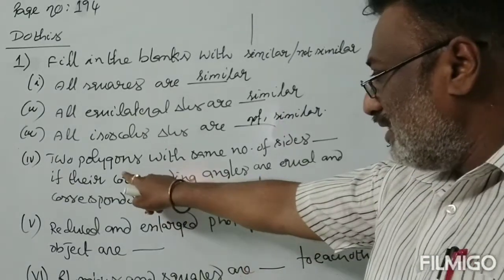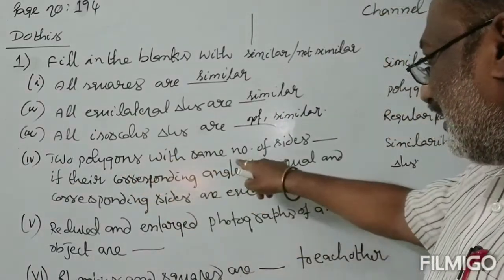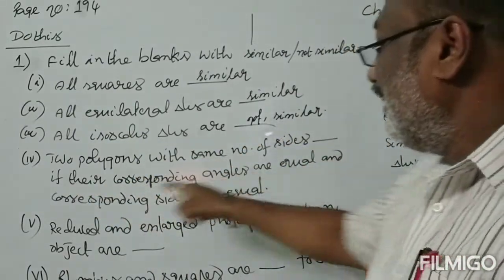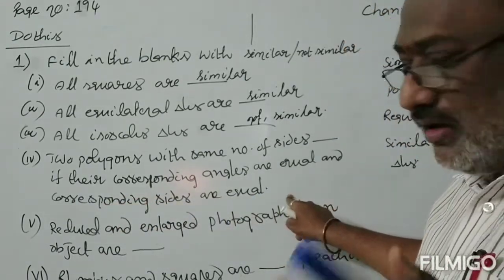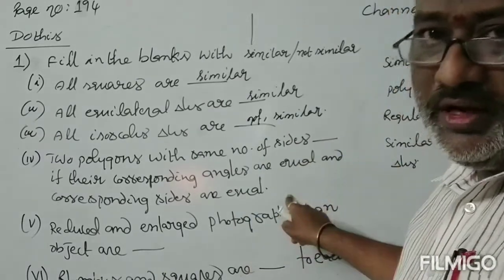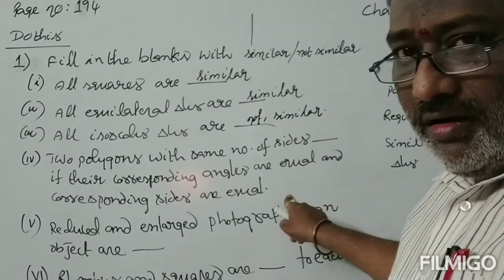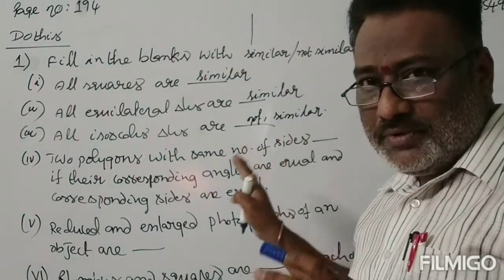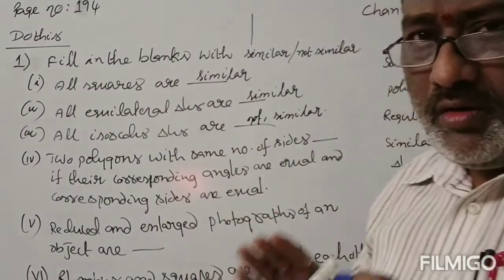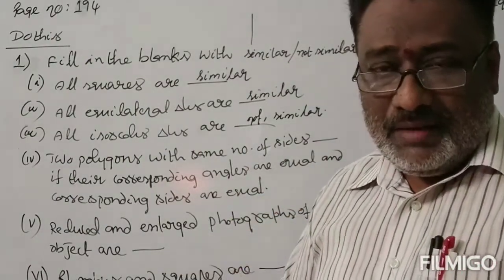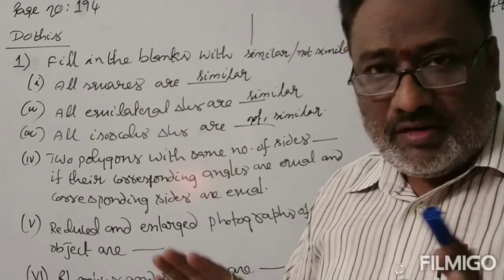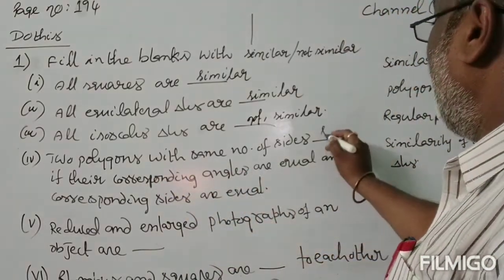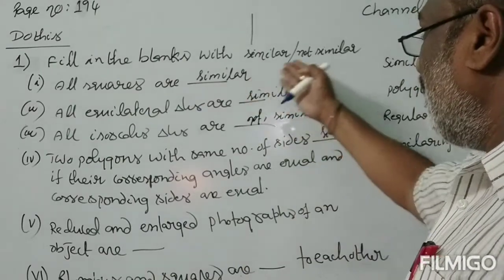Listen to me, here we are taking two polygons. Their numbers of sides are equal, and if their corresponding angles are equal and their corresponding sides are equal, the two polygons are said to be congruent polygons, because all angles and all sides are equal. So congruent figures are always similar, but similar figures are not always congruent. In some specific cases it may occur. So what can you write here? Similar, because we have only two choices, similar or not similar.